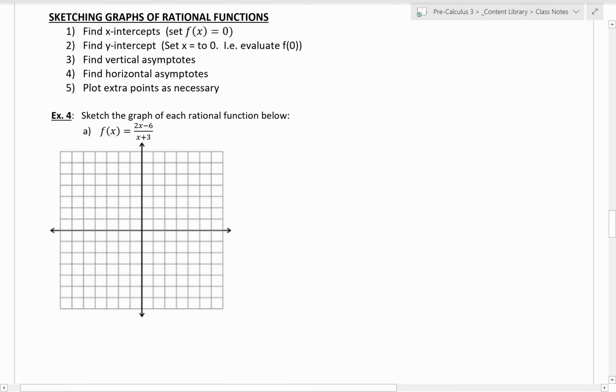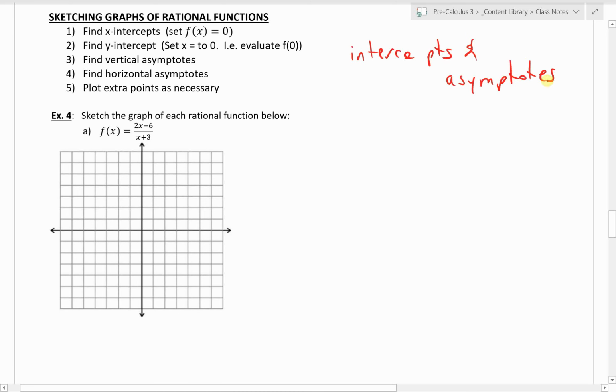It says sketching graphs of rational functions. Here's our process. We have kind of 5 steps, and the 5th step is sort of an optional as-needed step. So really the key here for graphing rational functions is always going to be find the intercepts and find the asymptotes. So if I were to ask you how do we graph rational functions, I would hope for your answer to be, in short, intercepts and asymptotes.